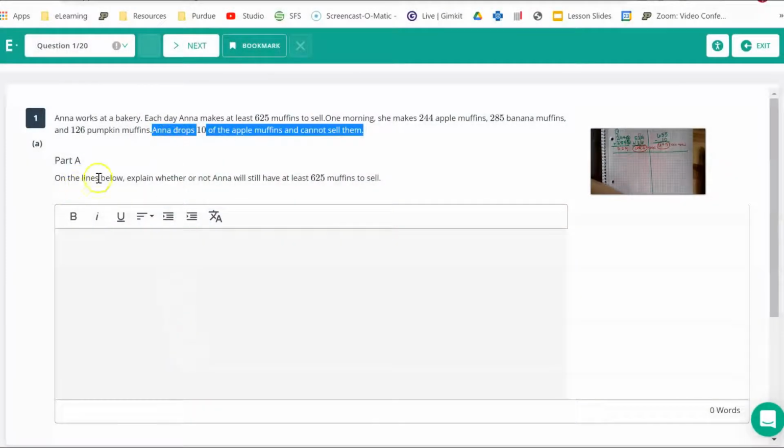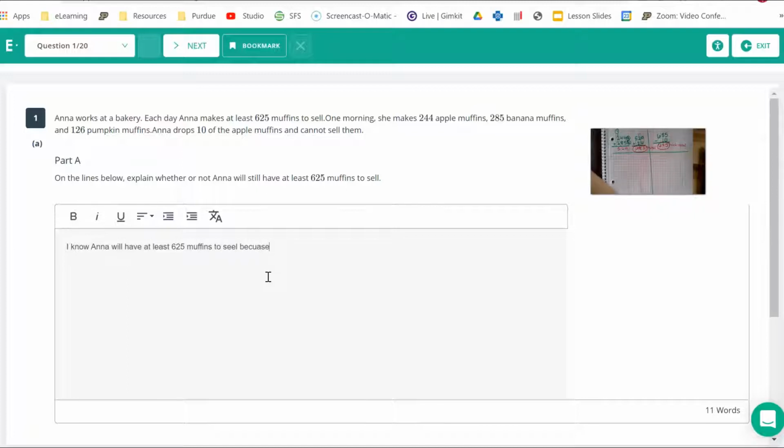Now we can answer the question. On the lines below, explain whether or not Anna will still have at least 625 muffins to sell. Well, I know right now she has 645. So I can add that by restating, always restating, even in math. I know Anna will have at least 625 muffins to sell because, how many did she have after she dropped 10? Because after she dropped 10, she had 645 muffins.